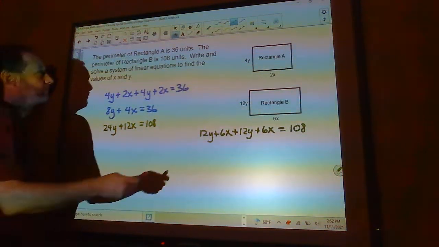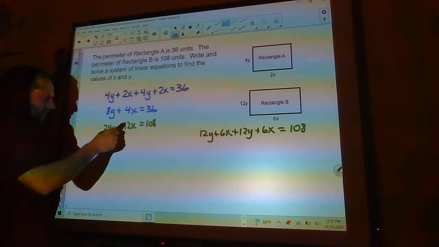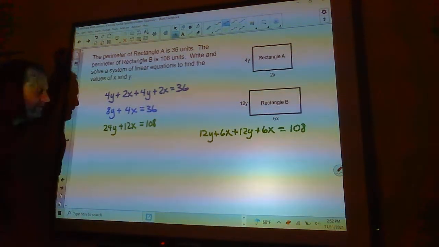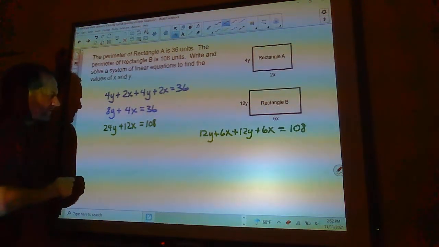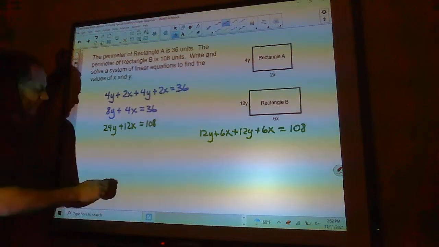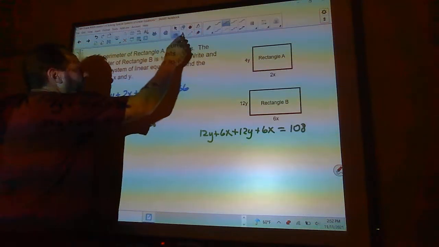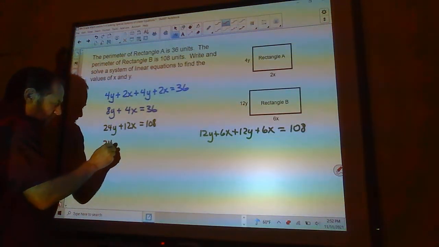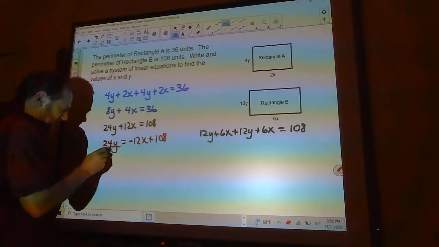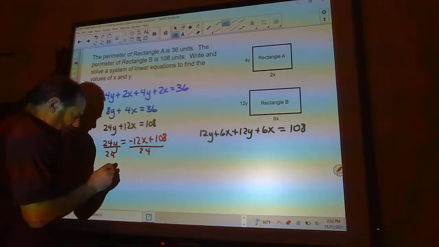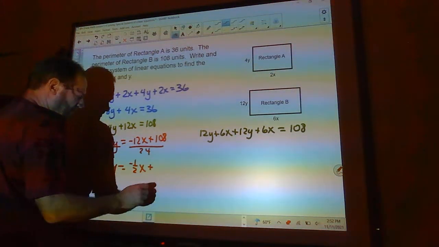Okay, so if you look at this, this one's kind of an obvious one. 8 times 3 is 24. 4 times 3 is 12. 36 times 3 is 108. These two things are the same line, okay? So if I were to put these in slope-intercept form, this would be 24y would equal negative 12x plus 108. And then I divide by 24. And I'm going to get y is negative 1/2 x plus 4.